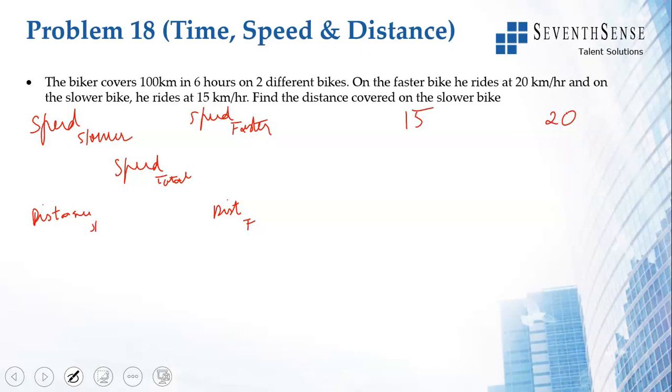They said 100 kilometers in 6 hours. So 100 kilometers in 6 hours is the total, and you can get the total speed there. This is total distance, this is total time. 100 by 6 will give you 16.66 as the total speed. So I write 16.66 here. And when I do annihilation with this, I'll get 3.33, then I get 1.66.